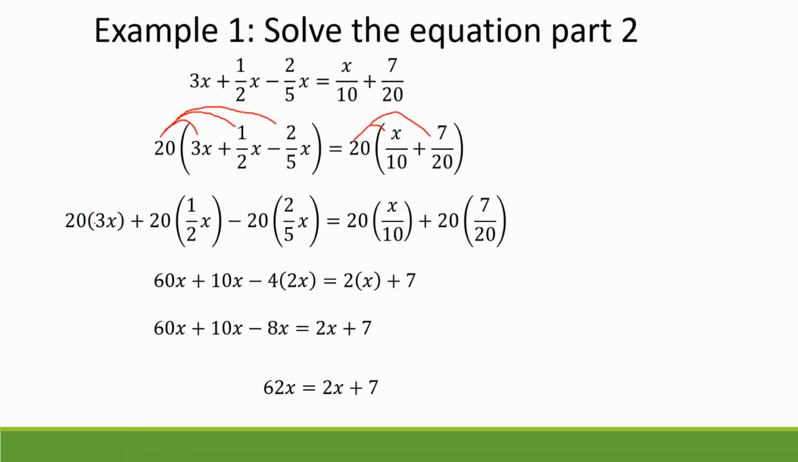First, we have 20 times 3x. Here we have 20 times 1 over 2 times x. Of course, the 2 cancels with the 20, and the 20 becomes 10. Here we have 20 times 2 over 5 times x, minus 20. The 5 goes away, and this 20 becomes a 4. Here, the 10 cancels, and the 20 becomes a 2. And over here, the 20s cancel, like so.